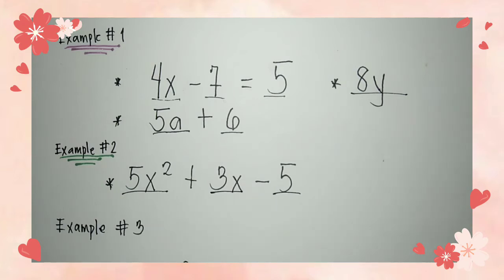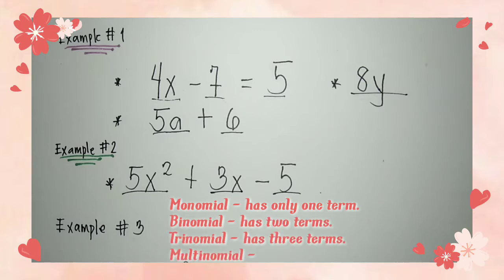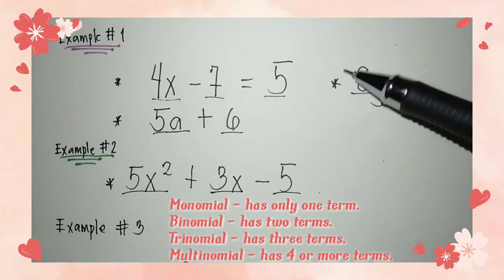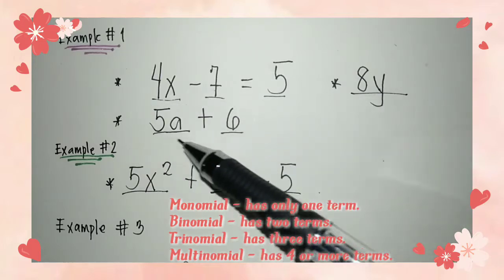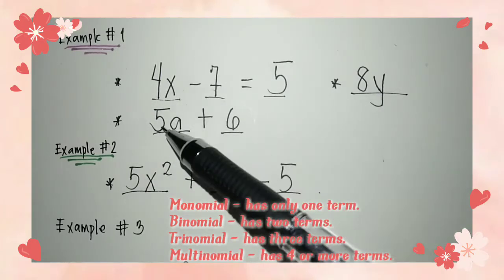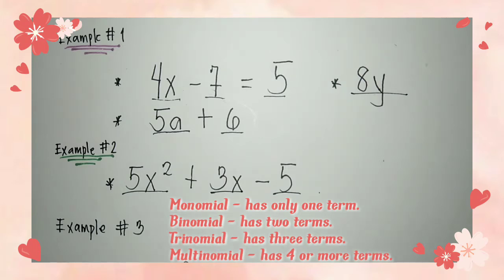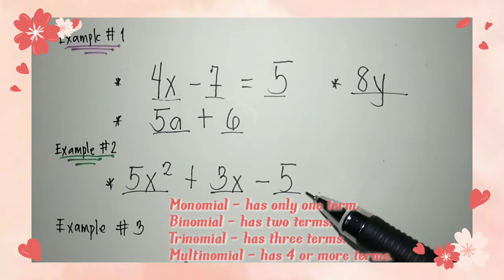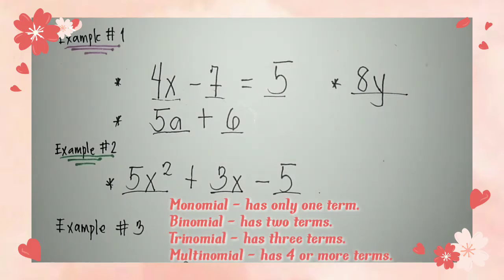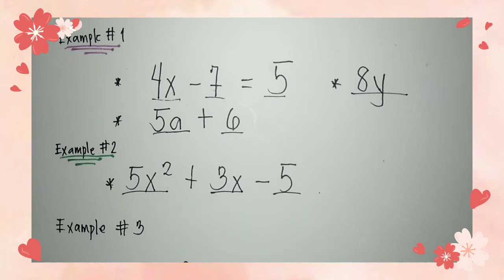And meron tayong monomial, binomial, and trinomial. When we say monomial, isa lang yung term niya, which is ito. Ito yung monomial. When we say binomial, meron dalawang term sa algebraic expression. Ito, dalawang term, 1 and 2. And when we say trinomial, merong tatlong term. Ito siya. 1, 2, and 3. 3 terms ang trinomial, okay? So, pinasimple na lang natin. And always remember na kapag sinabi nating term, sineseparate sila ng operations, plus, minus. So, yun yung sinasabi nating term, okay?